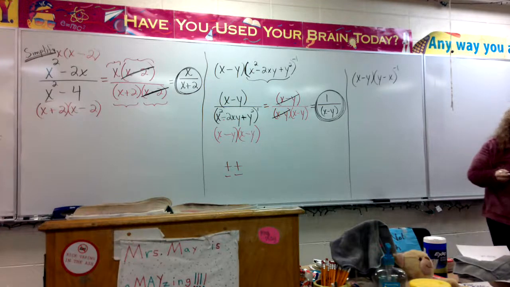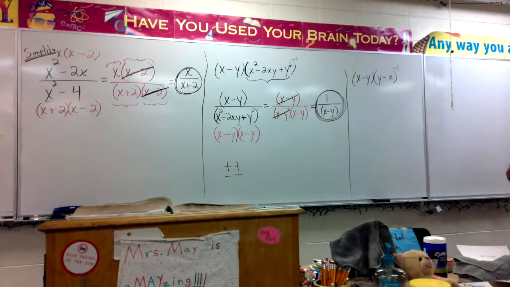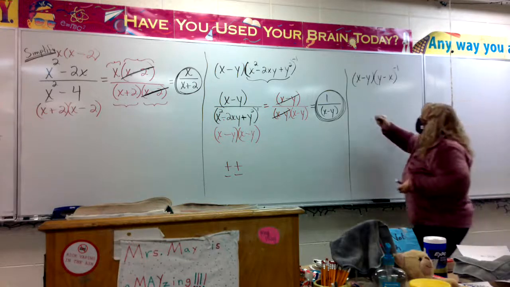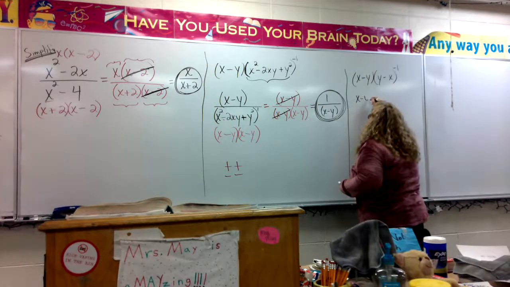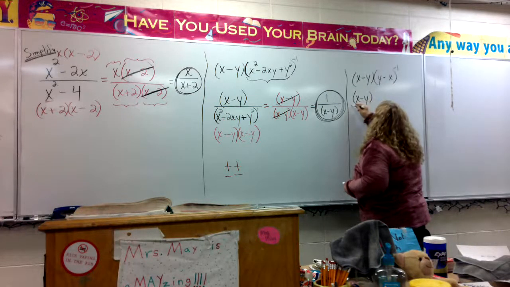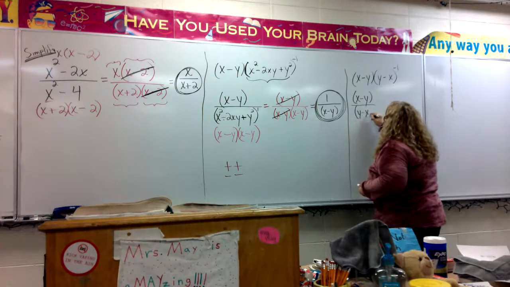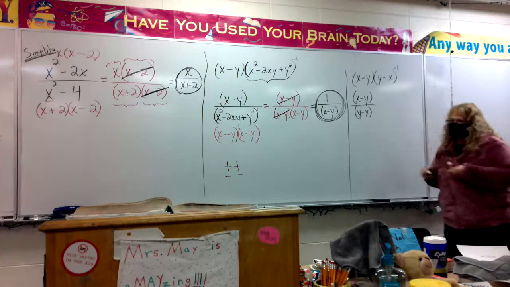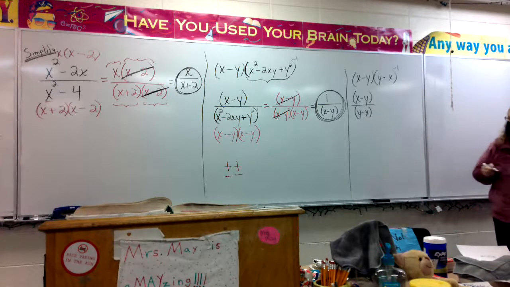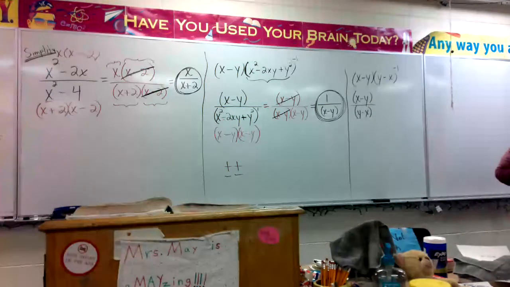What do you do if you have that negative exponent there? Put it on the bottom. So leave that alone. This thing, put it on the bottom and make it a positive one. Does that cancel?